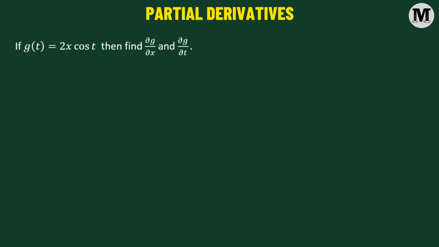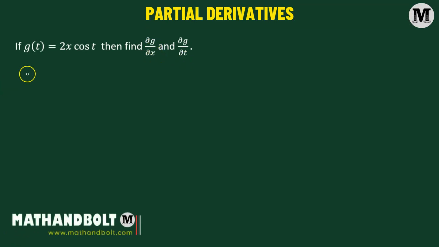Now here in this problem, we're given g, which is a function of t, and it's given by the expression 2x times cosine of t. So our goal will be to determine the partial derivative of the function g with respect to x as well as with respect to t. So let us begin.